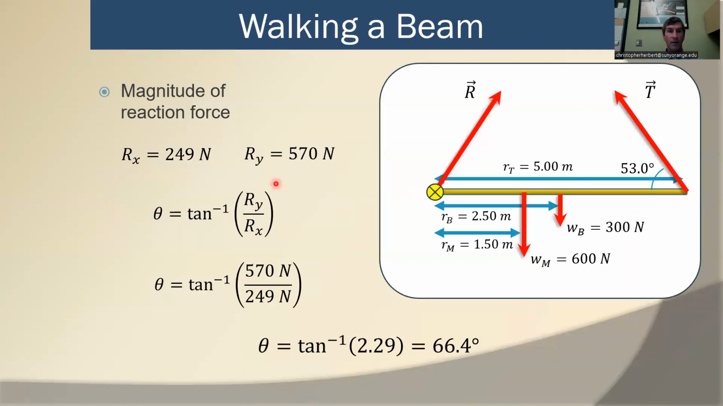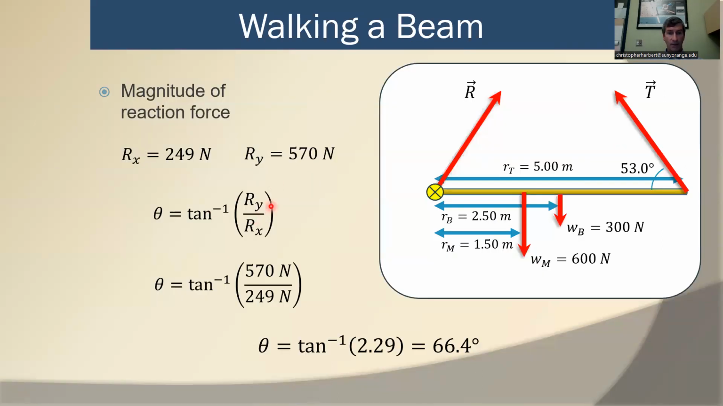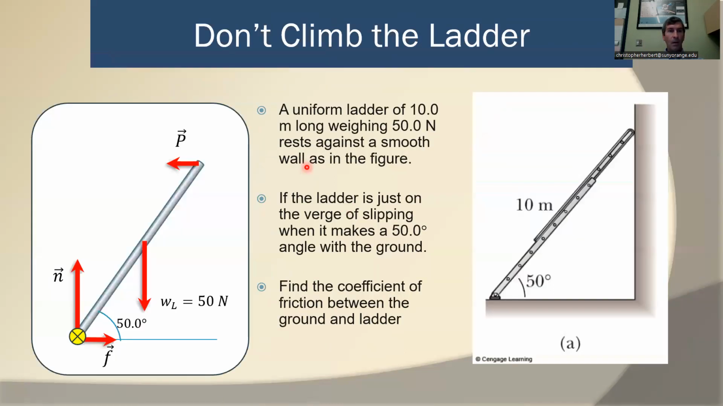And of course, if we wanted the magnitude, I'm surprised we didn't calculate the magnitude here. We want the magnitude again. We take Rx squared plus Ry squared, and that would give me roughly, I don't know, about 650 newtons. Okay. All right. Let's take a look at this.